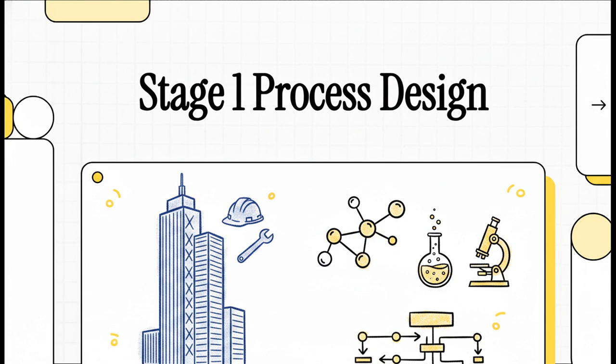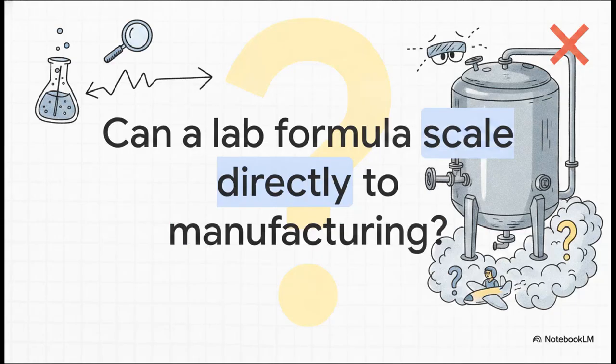Today, we're going to explore exactly how Stage 1 builds a commercial manufacturing process, not on guesswork, but on incredibly sound science. So let's kick things off with a pretty fundamental question. Can a successful lab formula just be scaled up directly to commercial manufacturing? The short answer? Absolutely not. Blindly scaling up a small pilot process to a massive commercial facility is literally a recipe for disaster.